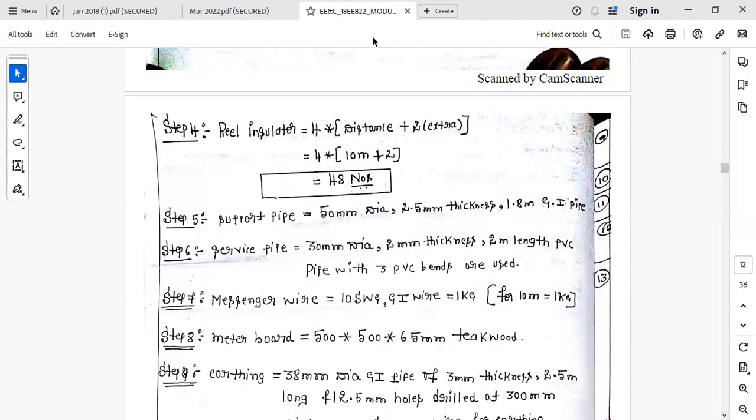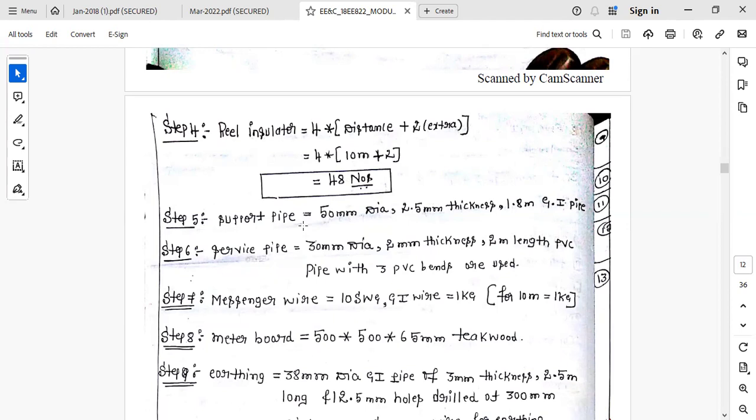Step 4, reel insulator we need to calculate. For reel insulator, we already explained the formula. Here we need to change single phase are 2, here 3 phase are 4. 4 into distance plus 2 extra. 4 into 10, and distance is nothing but 10 meter, as mentioned in the question, plus 2 extra, total 48 numbers.